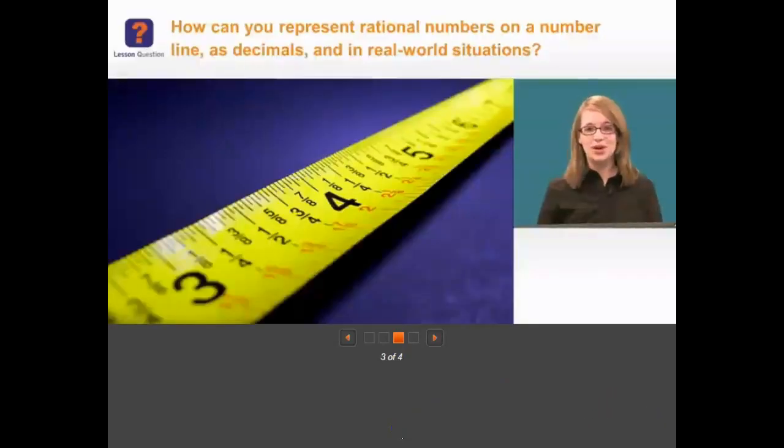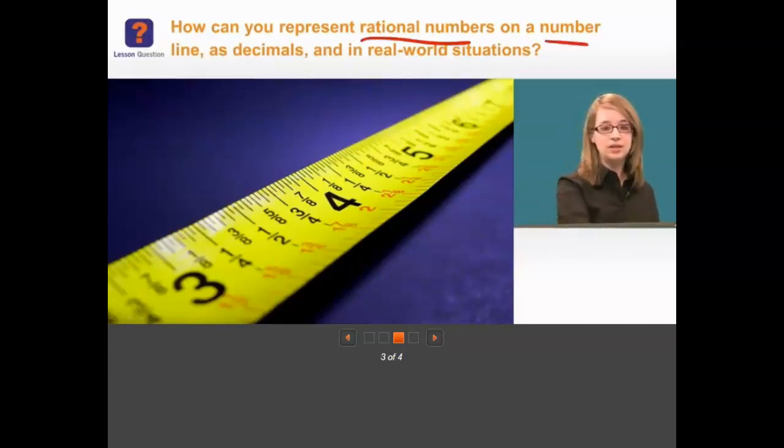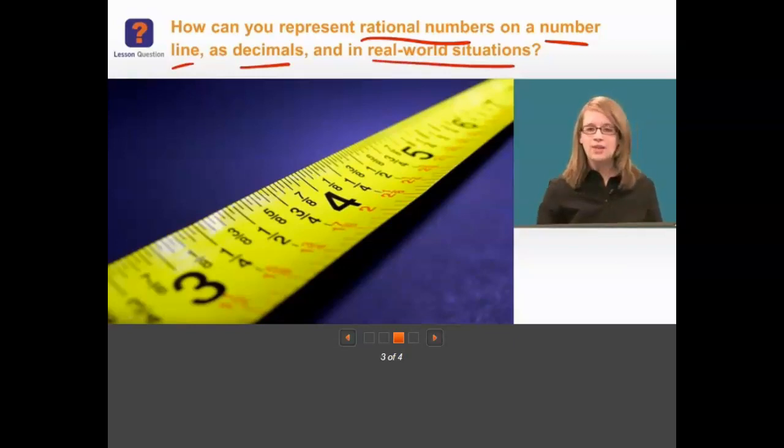In this lesson, we're answering the question, how can you represent rational numbers on a number line, as decimals, and in real-world situations? Have you ever used a measuring tape? A measuring tape is a real-world example of a number line. The marks between the integers on the measuring tape represent units of measure, such as 4 1/4 inches. In this lesson, we'll be looking at the numbers in between integers on a number line. Let's start by reviewing how to represent integers on a number line.